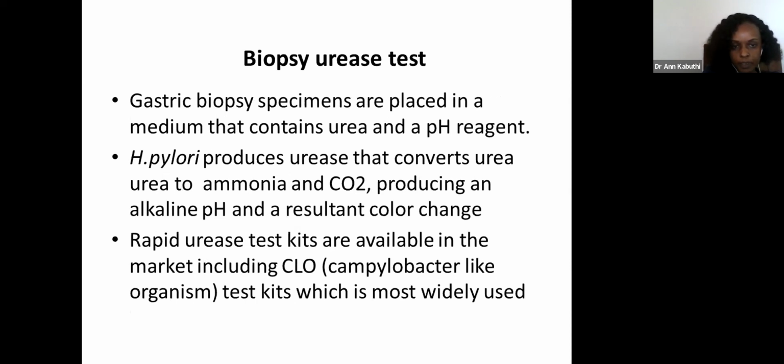So the biopsy urease test is a rapid test that can be performed immediately after collecting a biopsy. The test takes around 15 to 20 minutes. A gastric biopsy specimen is placed in medium that contains urea and a pH reagent. Remember, we said H. pylori will produce a urease that will convert urea to ammonium and carbon dioxide. This will produce an alkaline pH and result in a color change, and that's how you will know that the patient has H. pylori. There are rapid urease test kits available in the market, including the Campylobacter like organism test, commonly known as CLO test kits, which is most widely used worldwide.